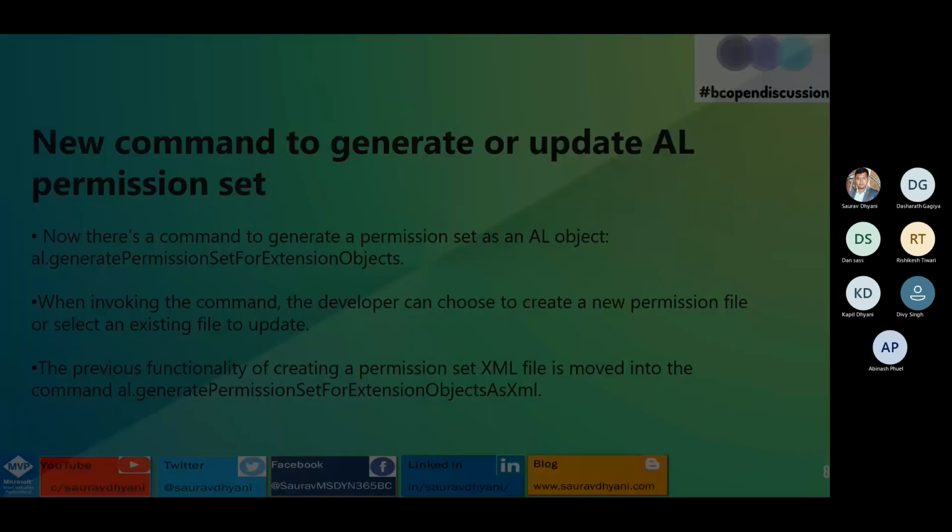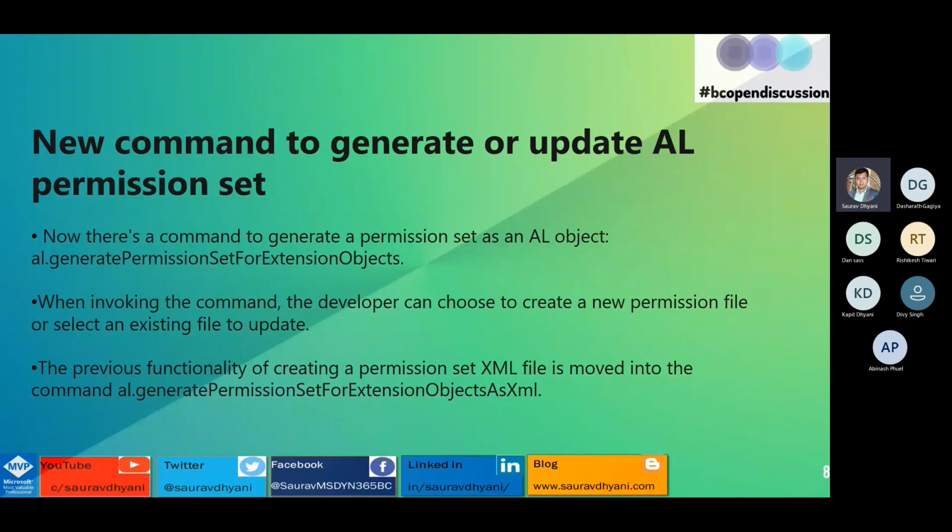Okay, now this is a super cool addition because this was a nightmare till now. What we were doing is every time we would modify an extension, we had to delete the file about the permission and then recreate it, because the EasyAL extension would help you build the permission set object automatically for all the objects in your extension.